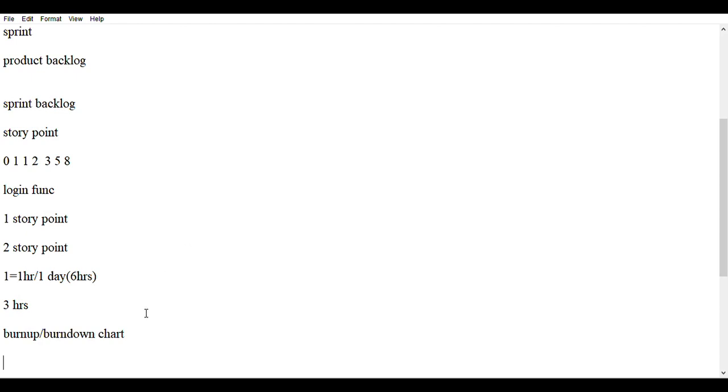Burn up and burn down charts are chart representations that are used to trace the progress of a project. This chart is prepared by the Scrum Master. The Scrum Master checks the status of the project with the team members every day and prepares this chart. So the burn up chart illustrates the amount of work that has been completed in a project, and the burn down chart illustrates the amount of work remaining to be completed in a project.